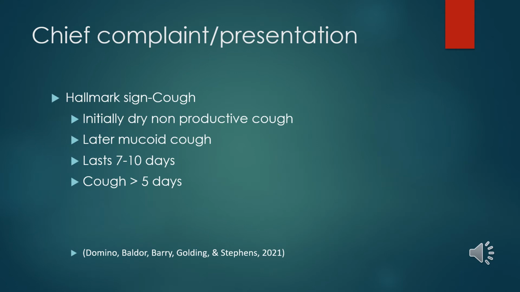The hallmark sign of acute bronchitis is their cough. So this is where it's important to get a good ROS with your patient when you're assessing them. They will start with an initial dry, non-productive cough that could later turn into a mucoid cough. Their cough is generally over 5 days and can last up to 7 to 10 days.